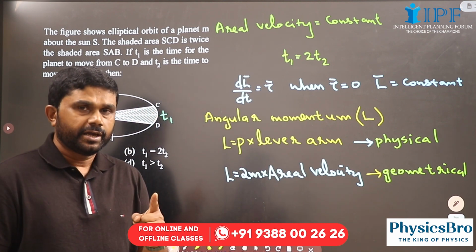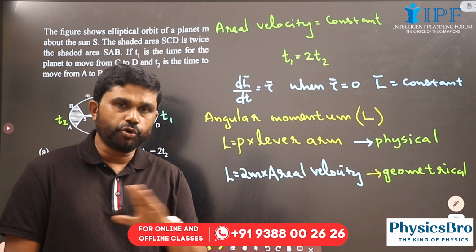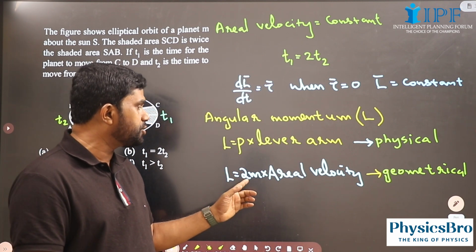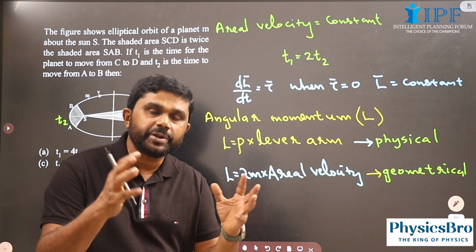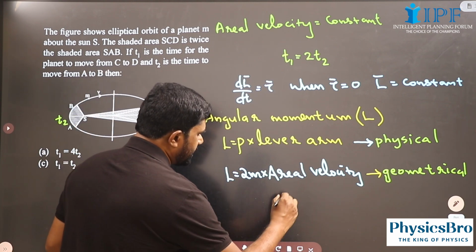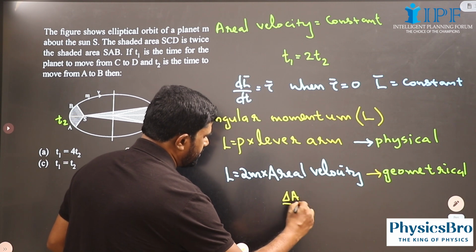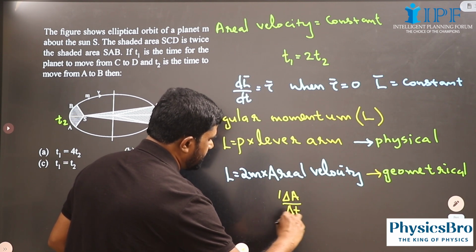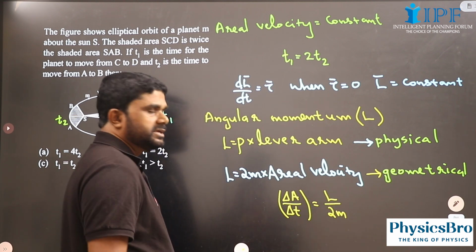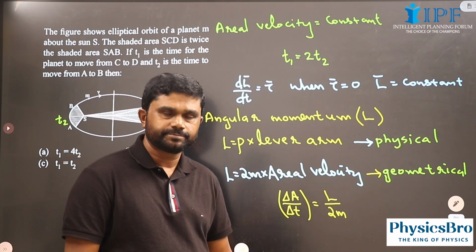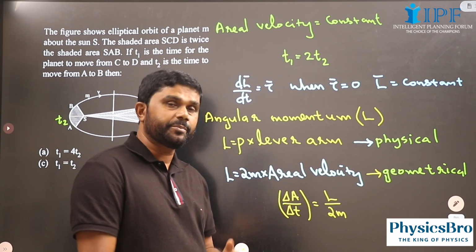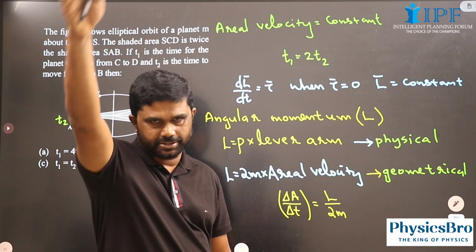Now see, in planetary motion there is no torque, so angular momentum will remain conserved, and angular momentum we can write as 2m into areal velocity. So what would be the areal velocity? It is L by 2m. See, areal velocity I can write as delta A divided by delta T. This is the areal velocity and it is equal to L over 2m. See, in planetary motion L is constant, 2 and the mass of the planet are already constants. So L by 2m is constant, or areal velocity is constant.